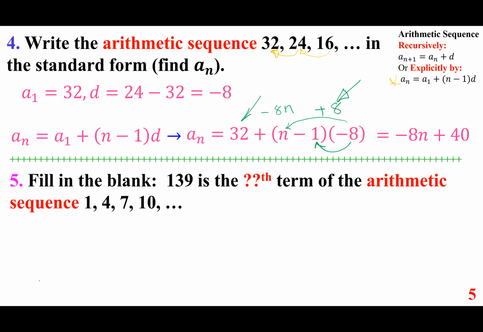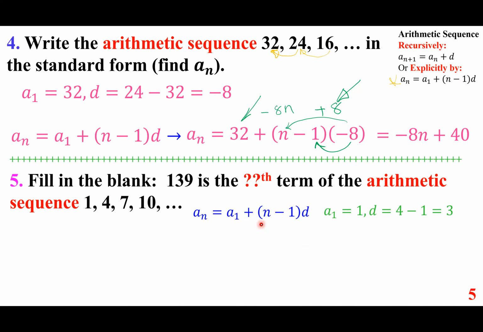Fill in the blank. 139 is which term of this arithmetic sequence? So first and foremost, notice it's an arithmetic sequence with this general case, and the first term, a sub 1, is 1. The d is 4 minus 1, 7 minus 4, 10 minus 7, it's +3. Okay. And so we put that into this formula.